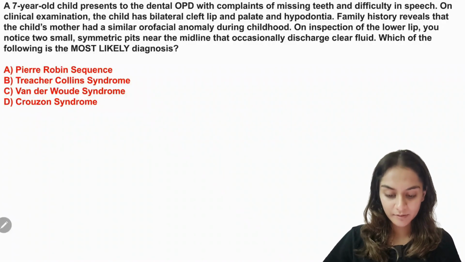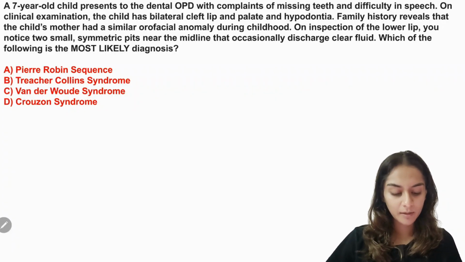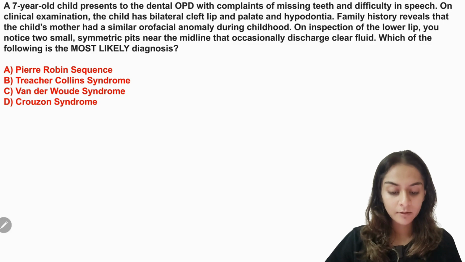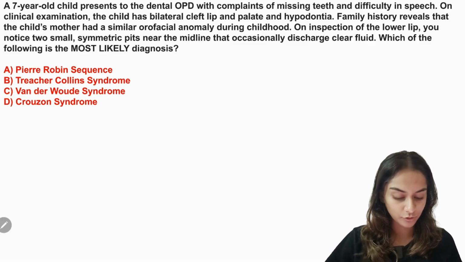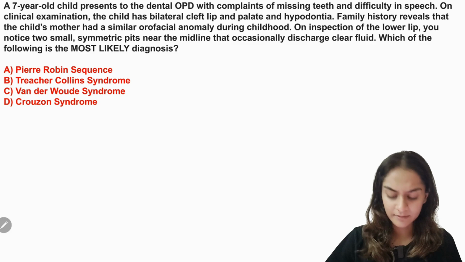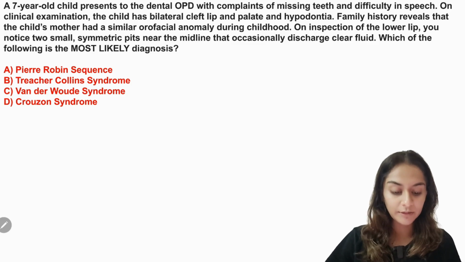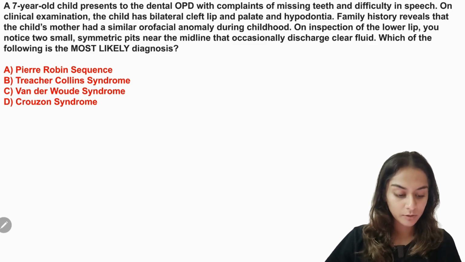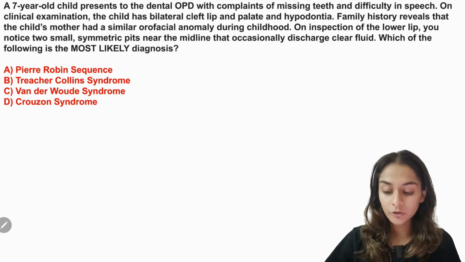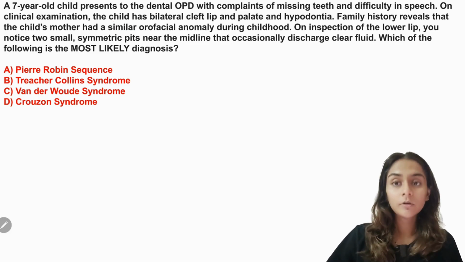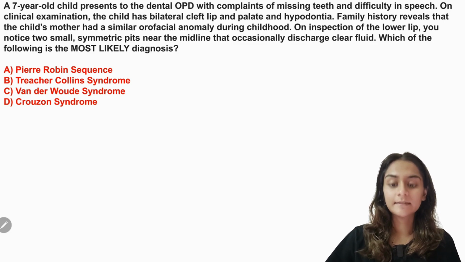A child presents to the dental OPD with complaints of missing teeth and difficulty in speech. On clinical examination, the child has bilateral cleft lip and palate and hypodontia. Family history reveals that the child's mother had a similar orofacial anomaly during childhood. On inspection of the lower lip, you will notice two small symmetric pits near the midline that occasionally discharge clear fluid. Which of the following is the most likely diagnosis?